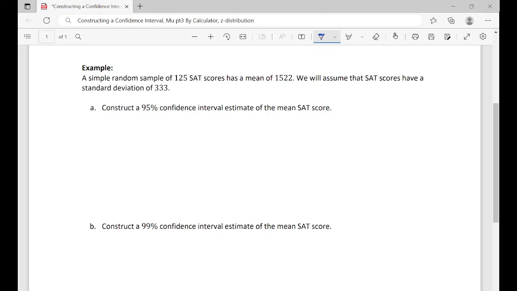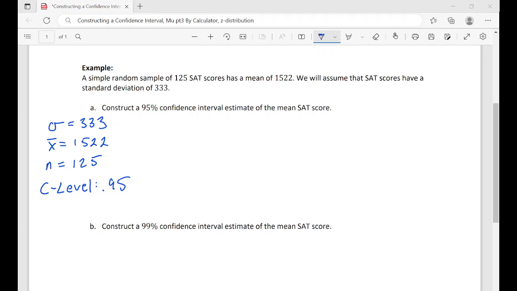Well, we need to pick out what we are given in the question if we're going to find the confidence interval. The first thing we have is our population standard deviation, because it says we assume SAT scores have a standard deviation of 333. So that means sigma is 333. Then we have to find our mean, our x bar, and that is 1,522. And we need to know how many SAT scores we're looking at. What is the sample size? And that is 125 scores. Finally, we need to find the confidence level, the C level. And for this one, it is 95%, so 0.95.